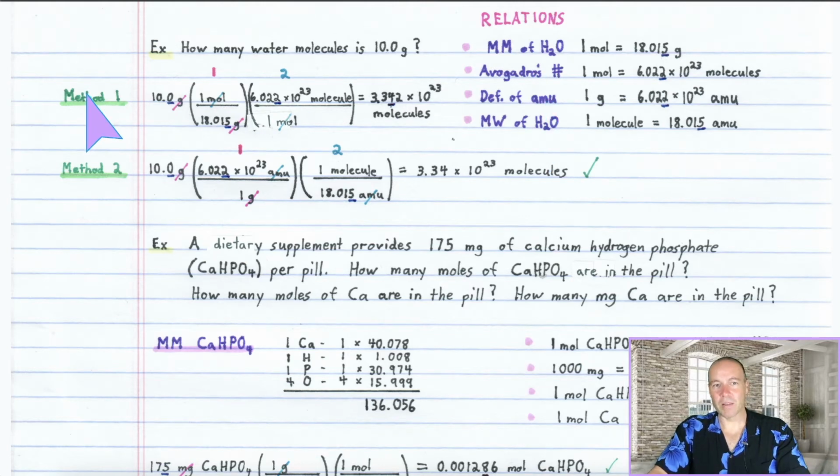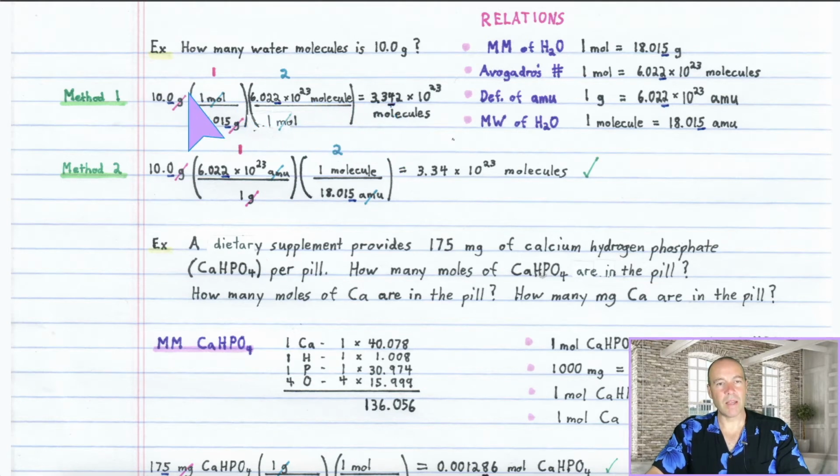Using the first 2 relations, we start with our 10 grams, and then the molar mass of water gets us from grams to moles, and then Avogadro's number gets us from moles to molecules. You can see the gram units canceling and the mole units canceling, and you're left with molecules.